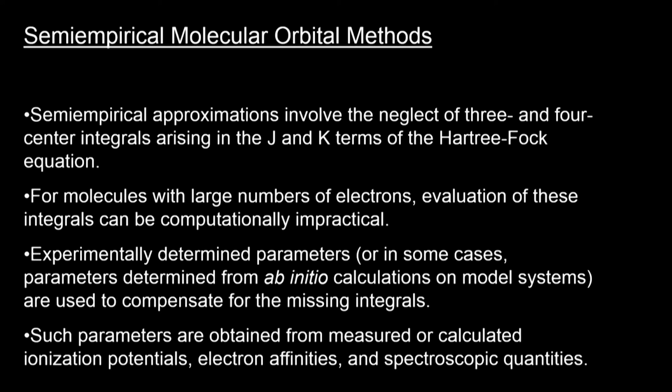So, many of them are experimentally determined parameters or sometimes from ab initio calculations or used to compensate for the missing integral. So, if you neglect higher order integrals, you can approximate it from the parameter, okay, which are calculated experimentally or through ab initio calculations. So, these are molecular orbital methods, semi-empirical molecular orbital methods. Such parameters are obtained from measured or calculated ionization potentials, electron affinities, spectroscopic equations and so on, okay.